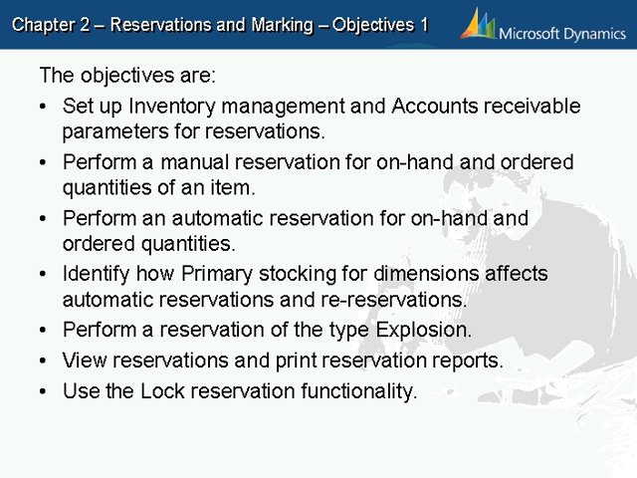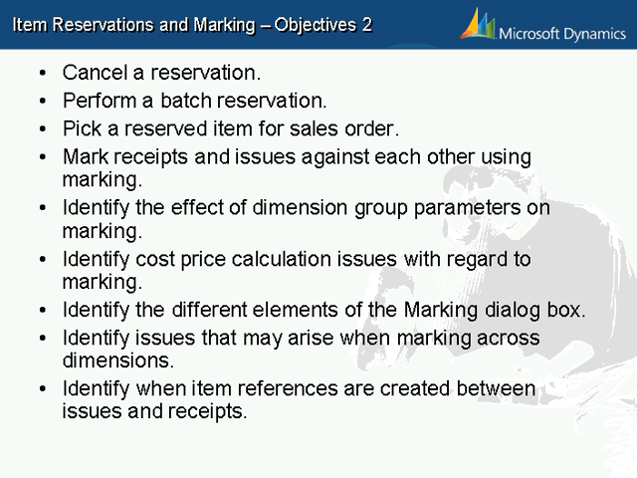Chapter 2, Reservations and Marking. We have these objectives: set up inventory management and accounts receivable parameters for reservation, perform a manual reservation on hand and ordered quantities of an item, perform an automatic reservation for on hand and ordered quantities, identify how primary stocking from dimension affects automatic reservation and re-reservation, perform a reservation of the type explosion, view reservation and print reservation report, use the log reservation functionality.